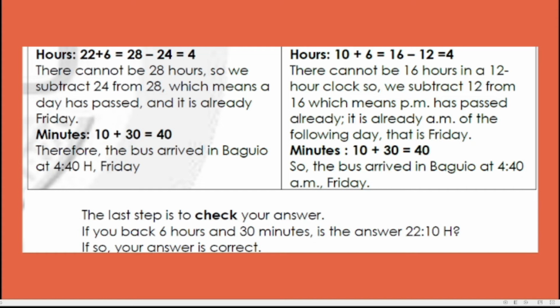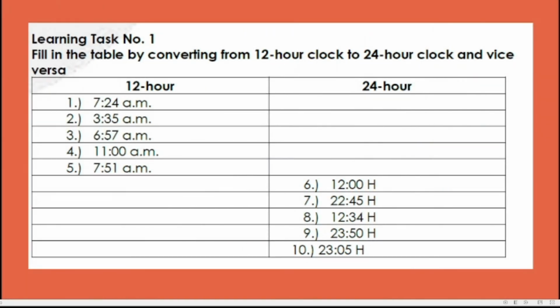Friday. The last step is to check your answer. If you go back 6 hours and 30 minutes, is the answer 22:10 hours? If so, your answer is correct. So, learning task number 1: fill in the table by converting 12-hour clock to 24-hour clock and vice versa. In our first column, if it is written in a 12-hour clock, you will answer it in 24-hour clock, while if it is given in 24-hour clock, you will answer in 12-hour clock. Okay? You can answer it.